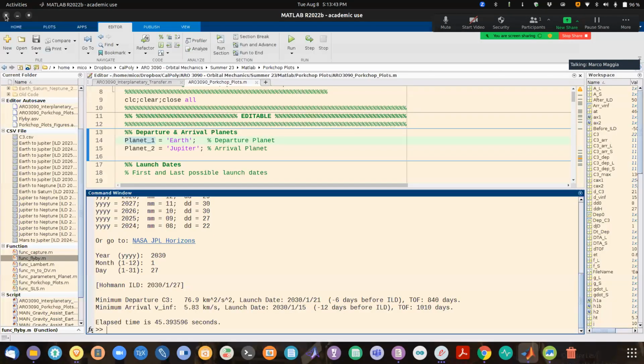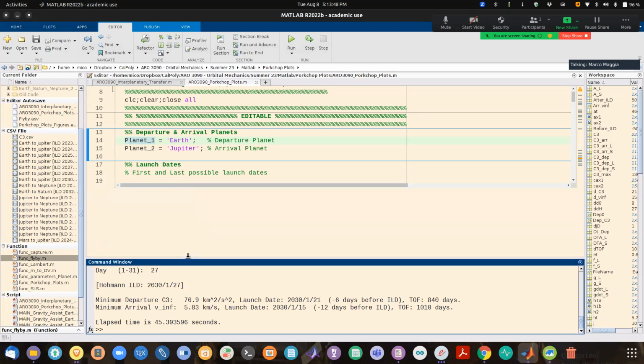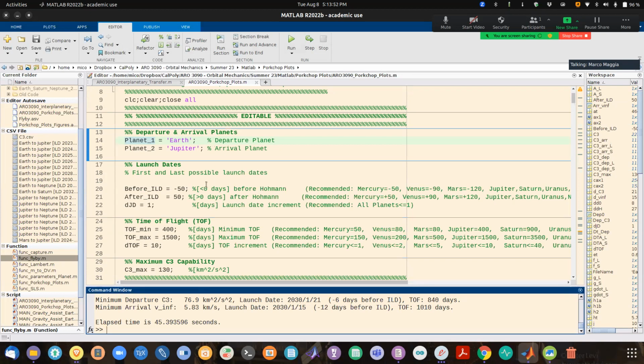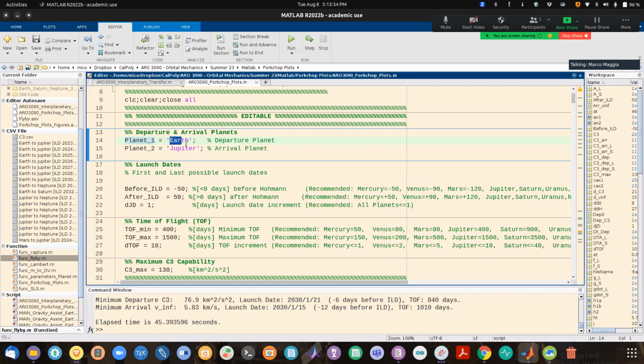So now what we're going to do, we're going to change our parameters here for the generation of the Porkchop plots. So first of all, you want to change your planets. So now your planet number 1 is Jupiter, because we're looking at the second leg of the flight. And the second planet is Neptune.